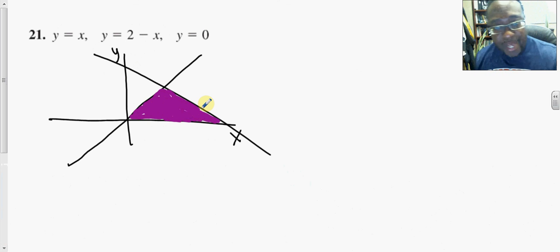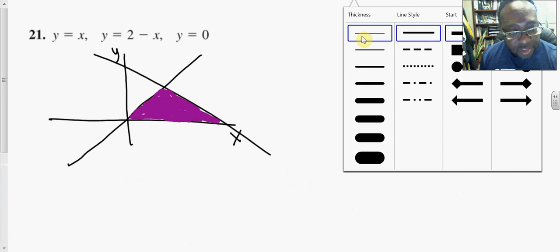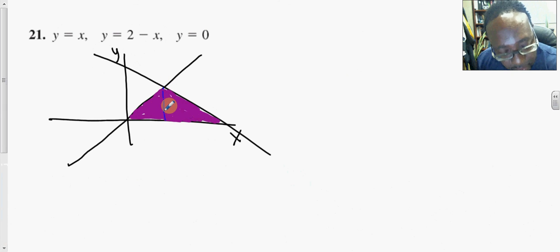Now if we use x, we have to cut this up to find this. Find that midpoint there. All right. Let's see what this point is. We know that this point here is 0. We know this point over here is 2, right? This is the line y equal to 2 minus x. So when x is equal to 2, y is equal to 0.